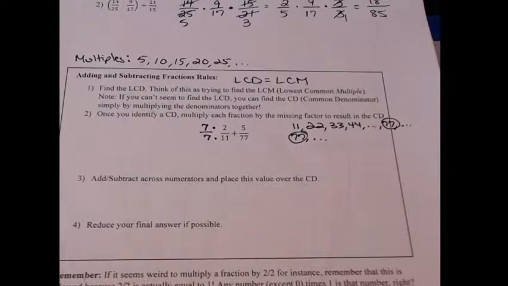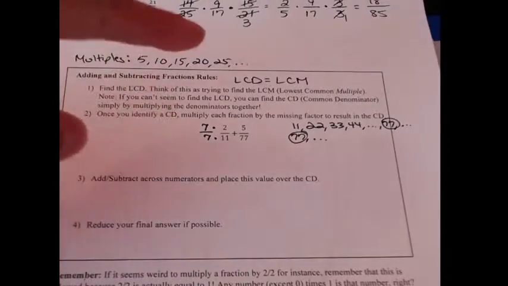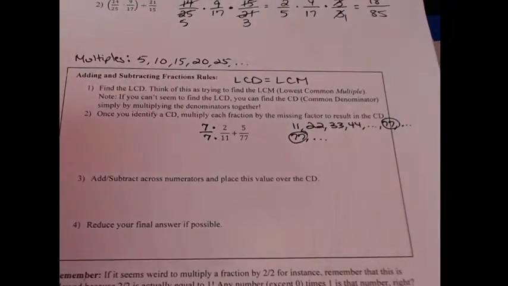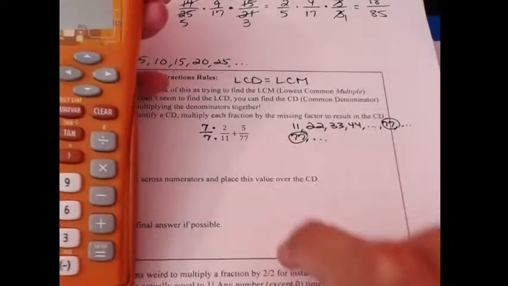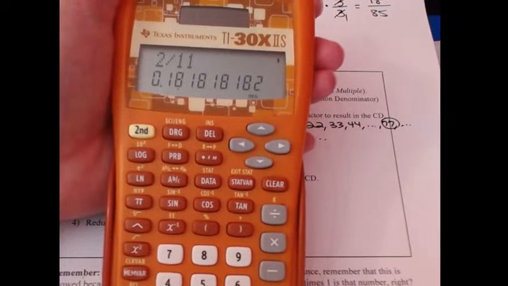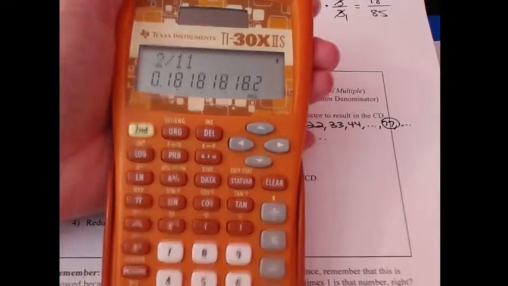Don't you agree? So 2 over 11 times 7 over 7, and 7 over 7 is 1, will give you 2 over 11, right? But in a different form. I'm going to prove it to you. So we have 2 divided by 11. That gives us 0.18, 0.18, 0.18 repeating, okay?